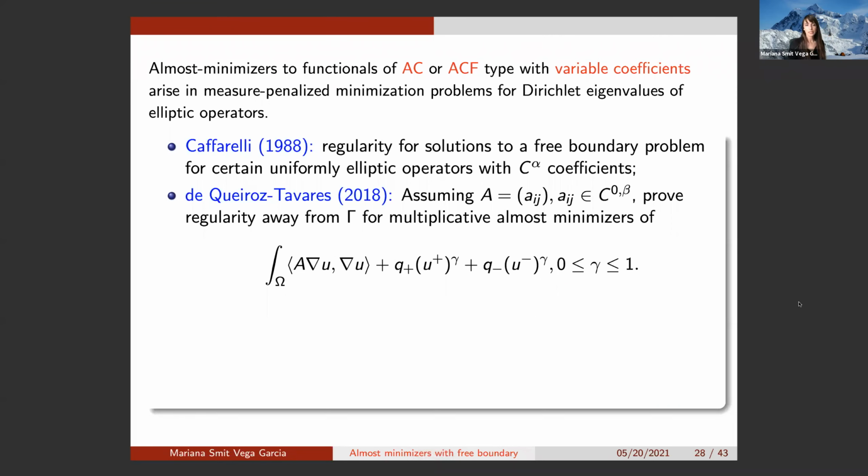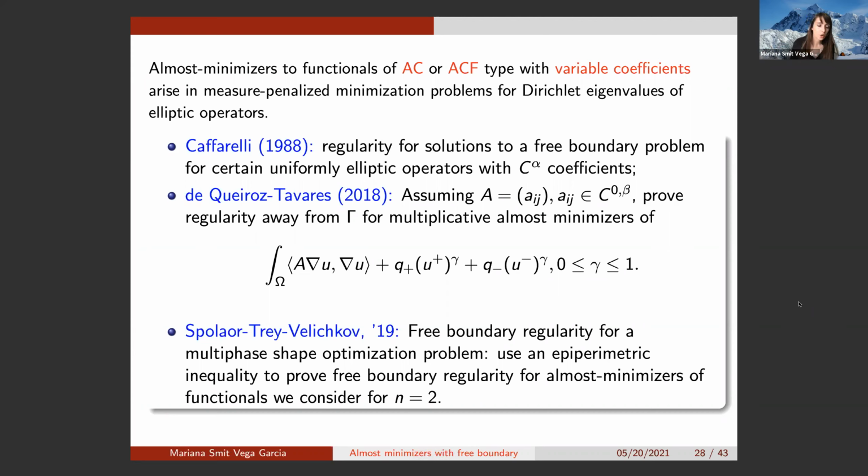Then there is a paper in 2010 of De Queiroz and Tavares, and here I'm going to mention papers that are really more connected to the one that I'm describing today. So here they assume that they have a matrix with Hölder coefficients. And what they were able to prove is, looking at this energy that they have over there, they look at almost minimizers of this energy of multiplicative type. That's the one that I discussed earlier. So the same definition. And they were able to prove that these almost minimizers are regular away from the free boundary. So it was not possible for them to get at the free boundary to get the Lipschitz regularity. But they did show the Lipschitz regularity away.